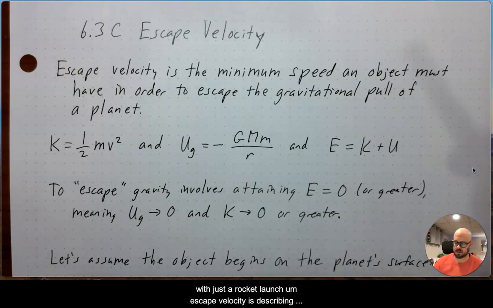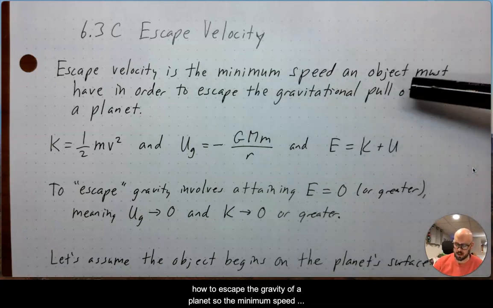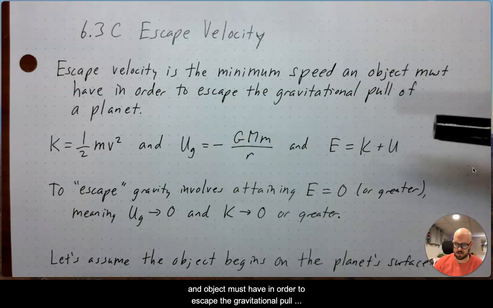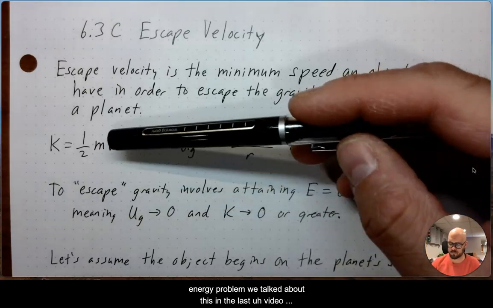Escape velocity is describing how to escape the gravity of a planet. So it's the minimum speed an object must have in order to escape the gravitational pull of a planet. So it is a solution to a conservation of energy problem. We talked about this in the last video.